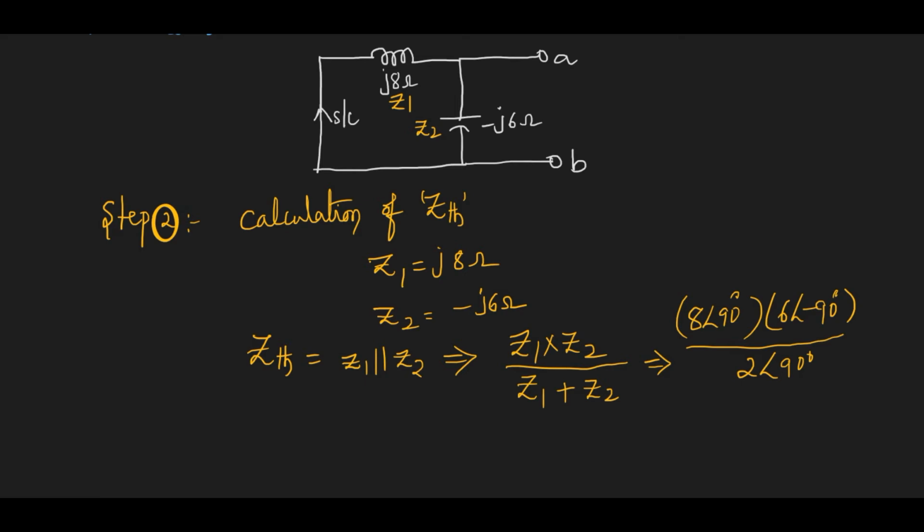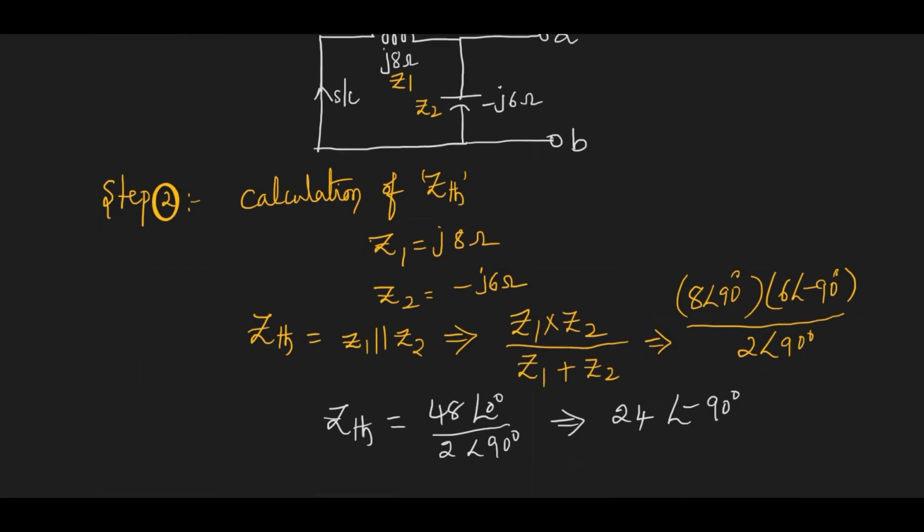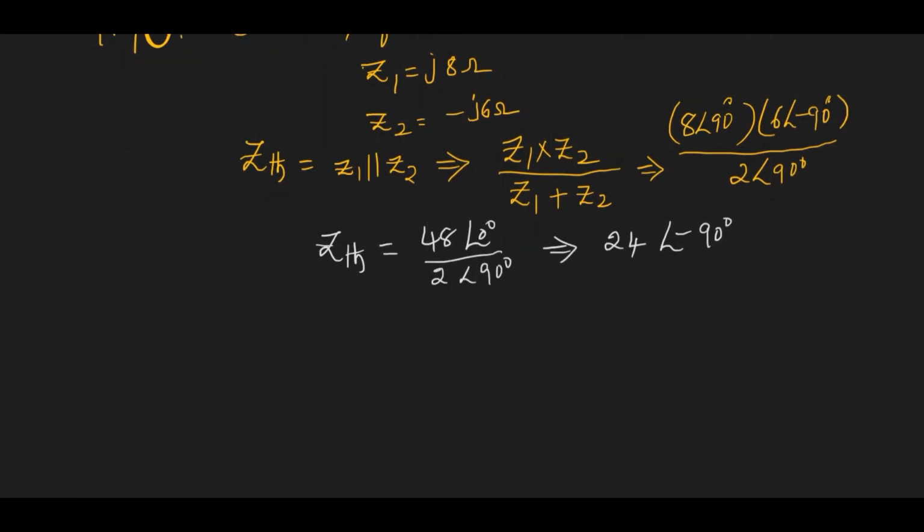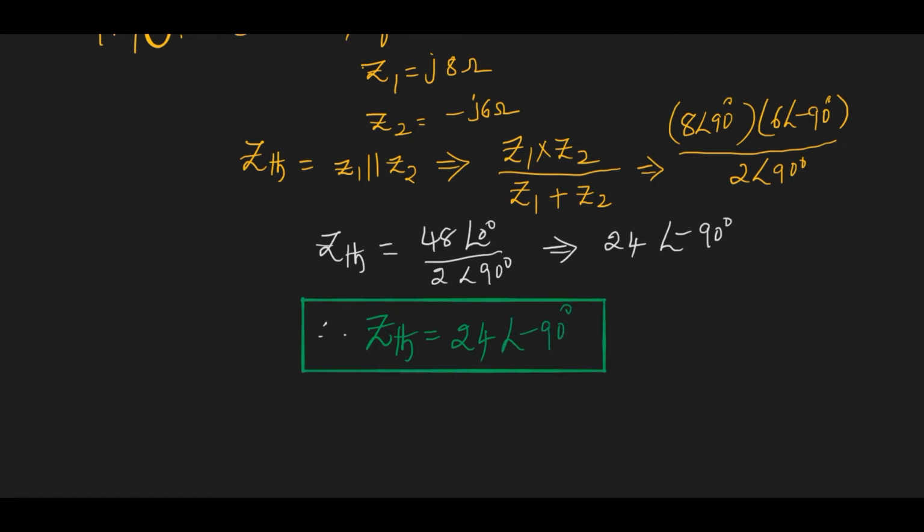We are converting that value into polar form. Therefore, your ZTH will be 48 at an angle 0 by 2 at an angle 90. That will be 24 at an angle minus 90. This is the equivalent impedance of the given network, which is also called ZTH. Therefore, ZTH is equal to 24 at an angle minus 90.